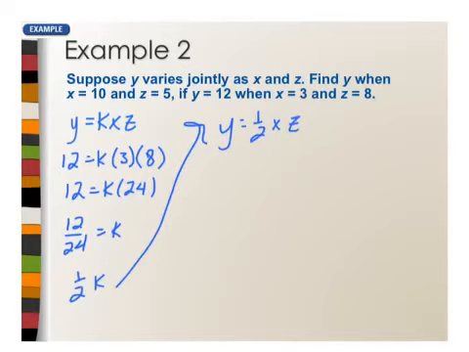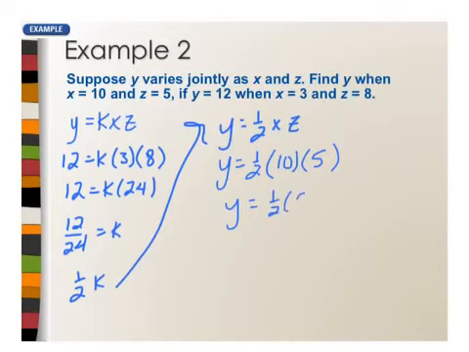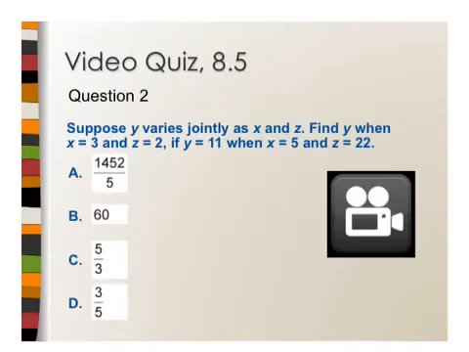So now I'm going to substitute. It says find y when x is 10 and z is 5. So I'm going to have y equals 1/2 times 10 times 5, so that's going to be 1/2 times 50, which is 25. And that's my answer. Here's your second video quiz question.